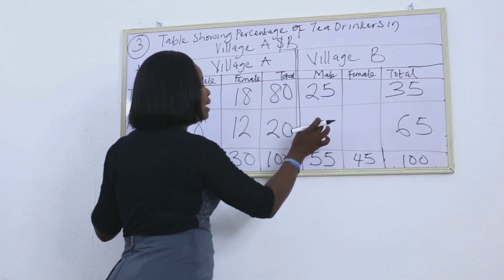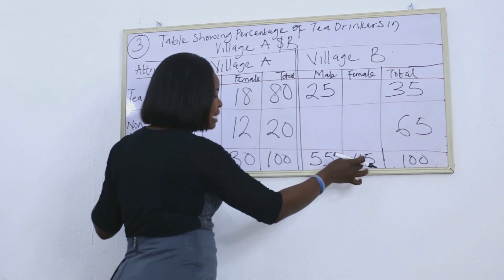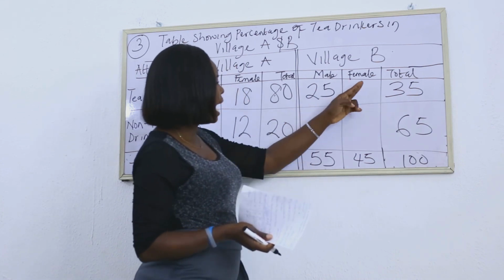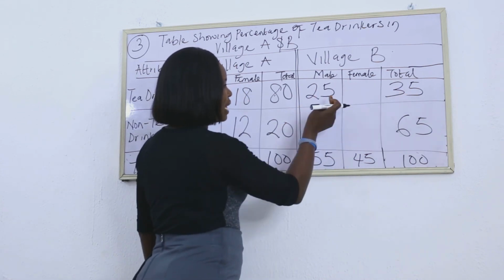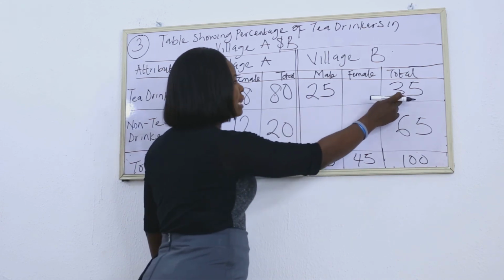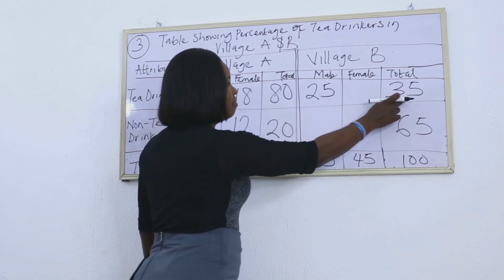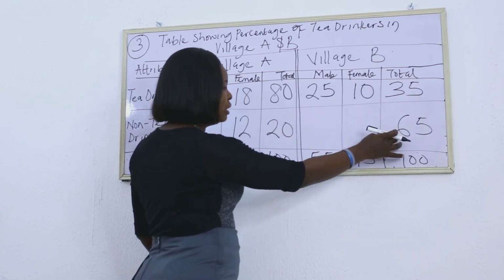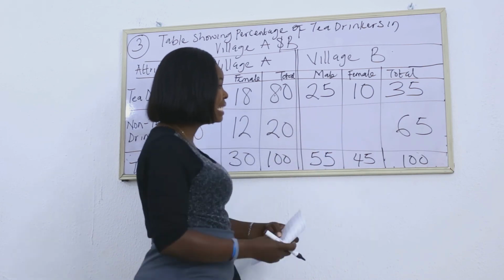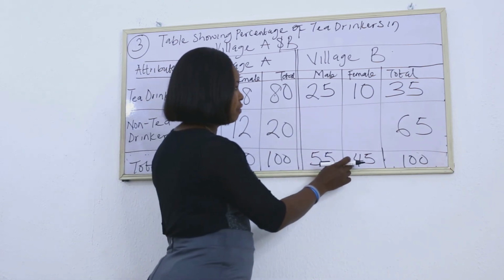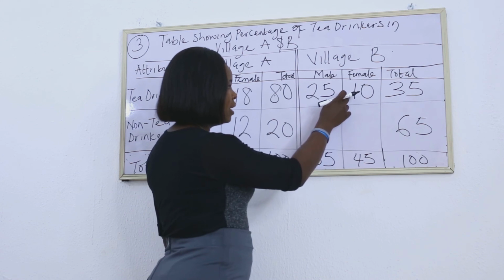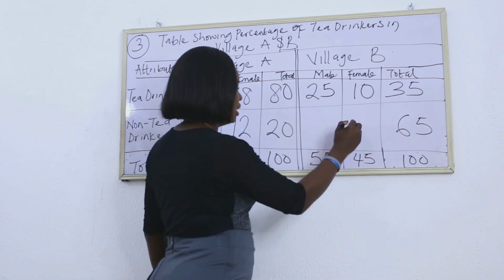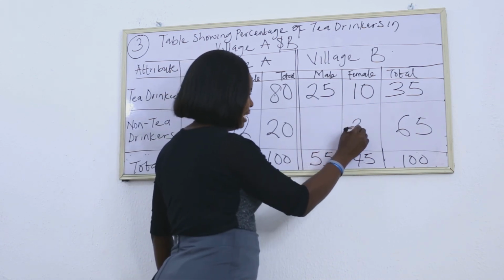I don't know these, but I know these, because I said common sense is the chief requirement for drawing a table. So how do I get this? The total is 35 and male is 25. To get female will be total minus male. That is what? 35 minus 25 will give me 10. Then I don't know these two values, but I can easily get them. If the total is 45 and female tea drinkers is 10, female non-tea drinkers will be what? 45 minus 10. That will give us 35.